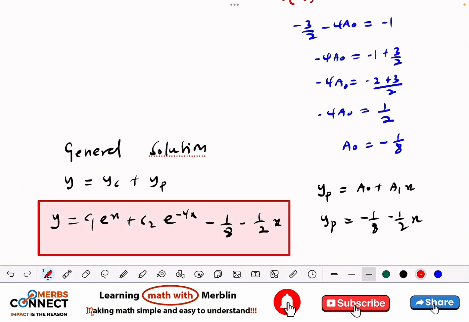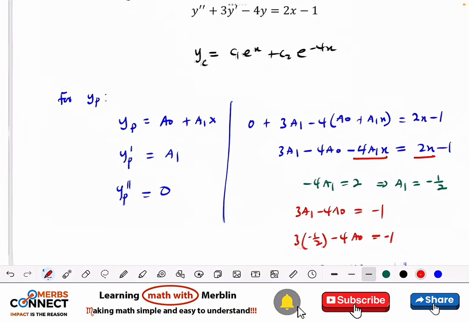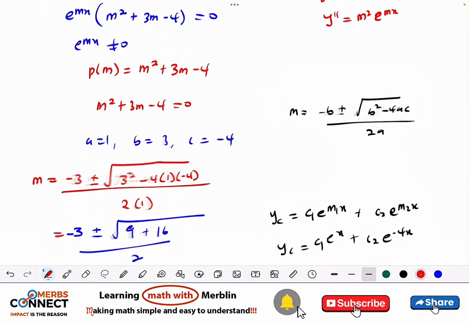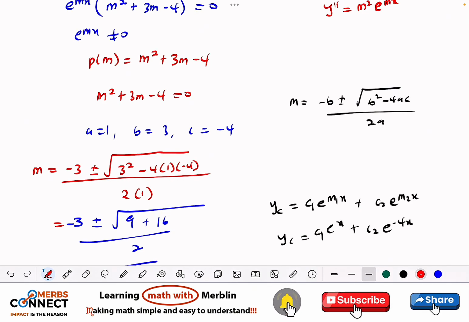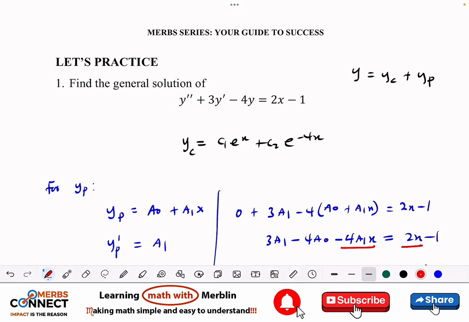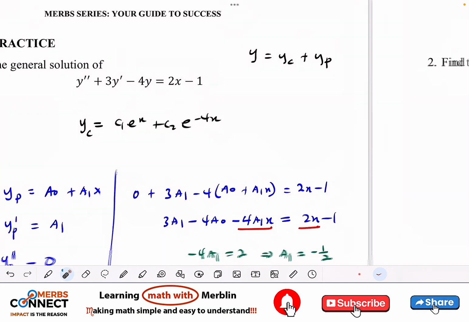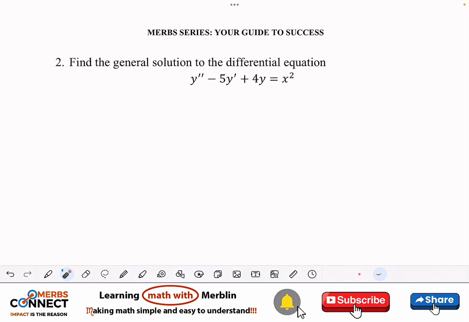So if you can see this, everything that we are doing, basically we are going through the same process again and again. For example, anytime we want to find a complementary solution, we are going through the same process. And then whenever we are going to the particular solution, the trial solution is what is important. So let's take another example which talks about the same trial example for polynomial function, but a different way of getting it. So let's go through fast.